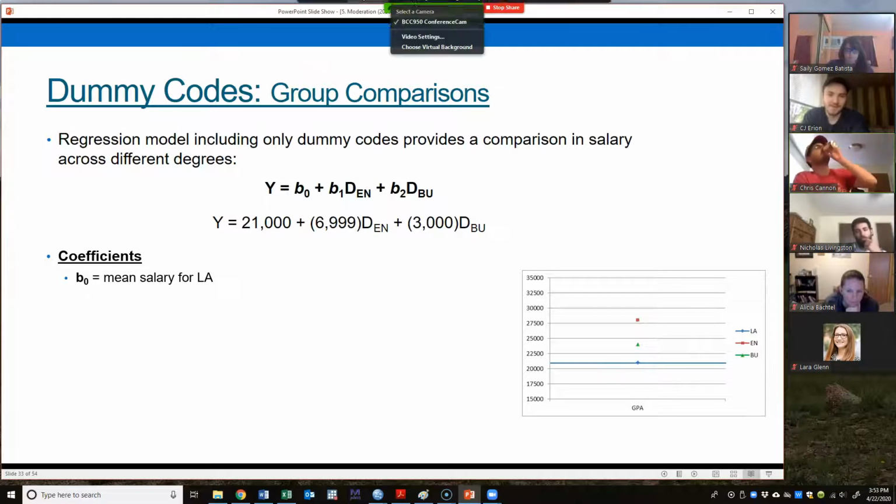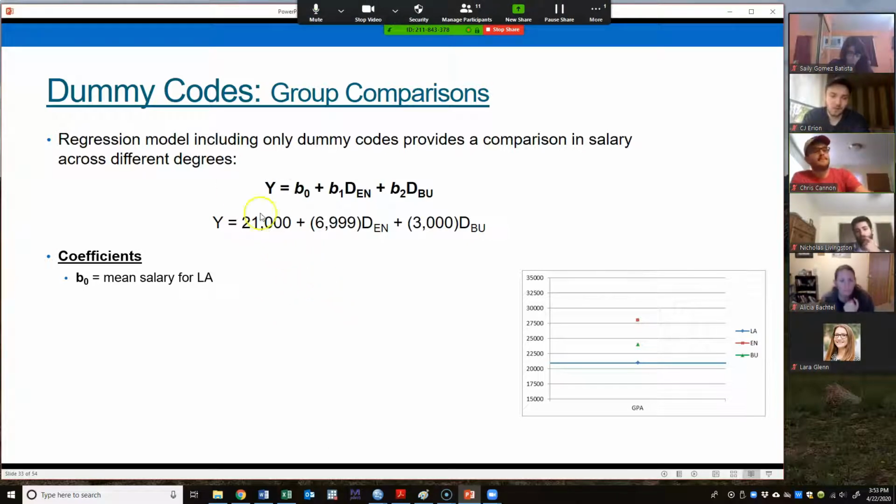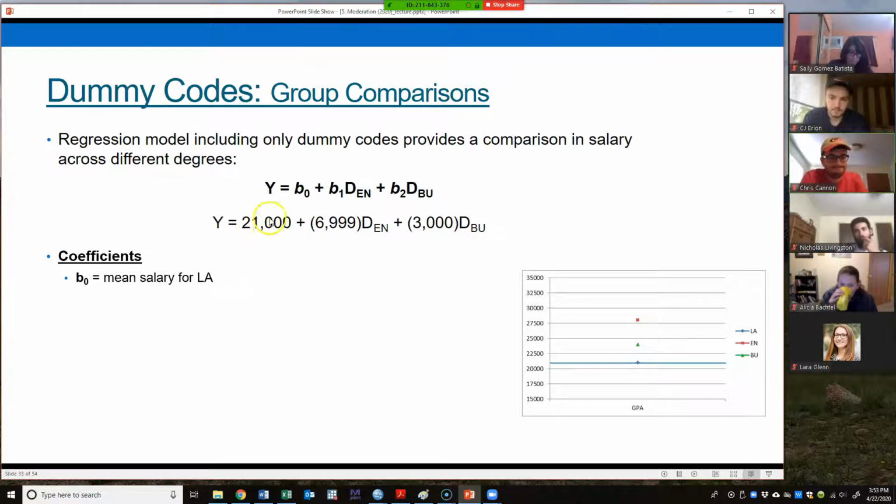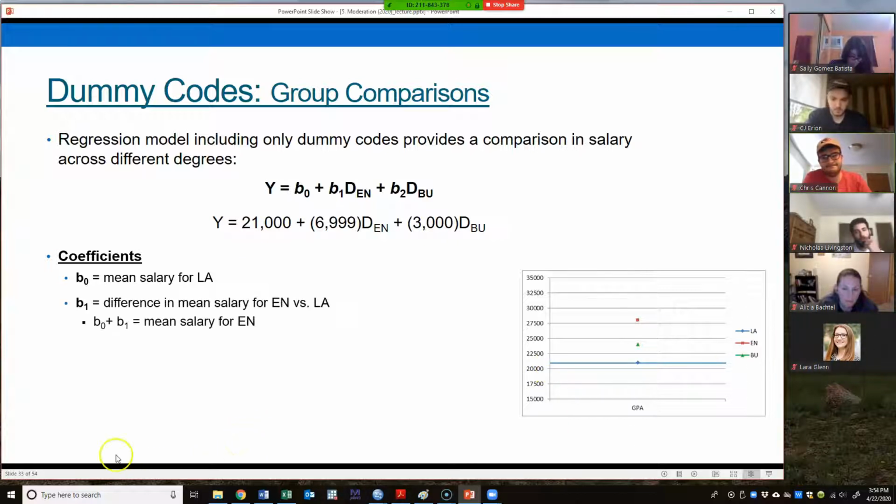And I look at my equation. My equation is 21,000, right? And so this is the expected starting salary holding all other variables constant at 0. Well, if I hold engineering dummy at 0 and business dummy at 0, who am I talking about? People with a liberal arts degree, right? And what I see is that for people with a liberal arts degree, that's their expected salary based on this model, okay?